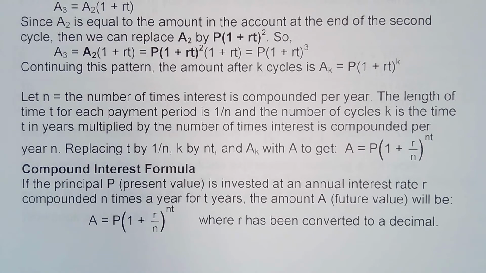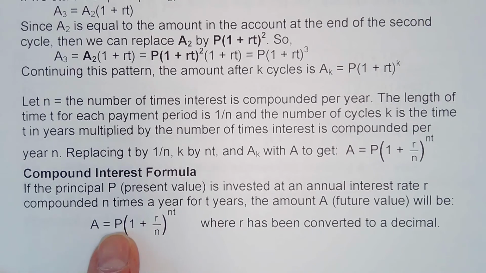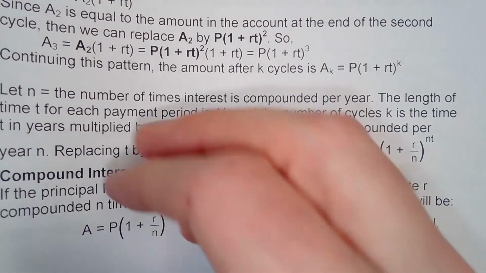If the principal P, the present value, is invested at an annual interest rate R compounded N times a year for T years, the amount A, the future value, would be A equals P times (1 plus R over N) raised to the NT, where R has been converted to a decimal.